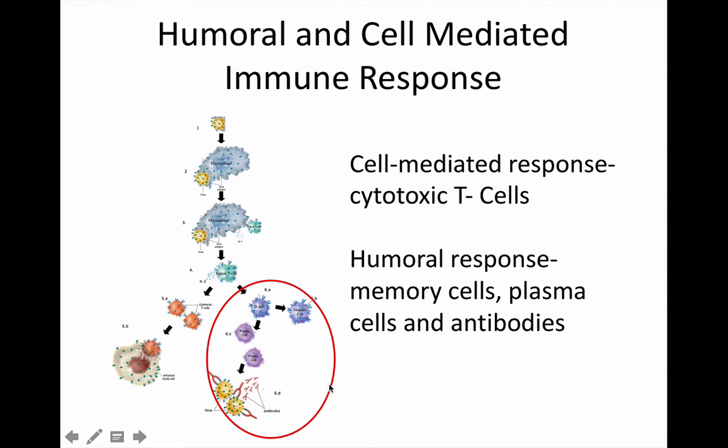So we have primary response and secondary response, which is primary is the first time you get exposed, secondary the second time, a lot faster to turn on your immune system. And then you have here the cell-mediated, which is the cytotoxic T cells, and then everything on this side is the humoral response.